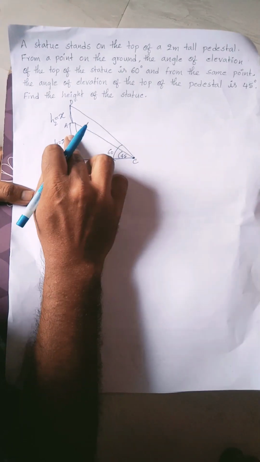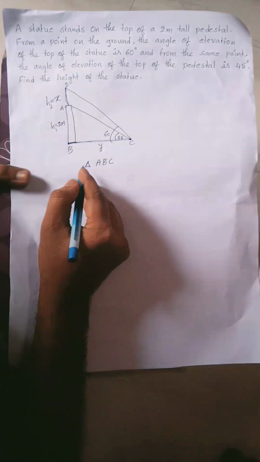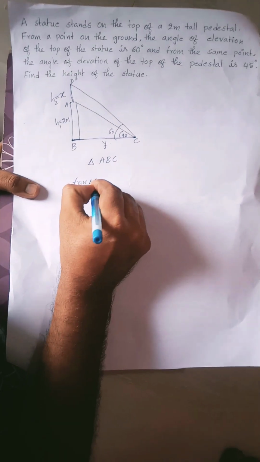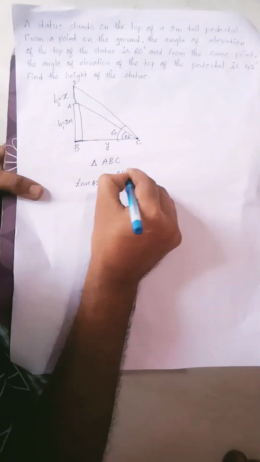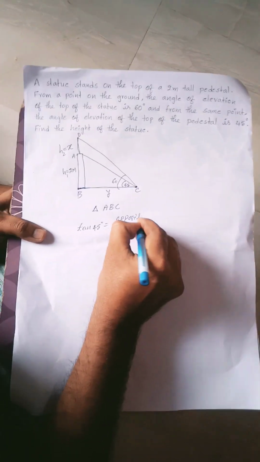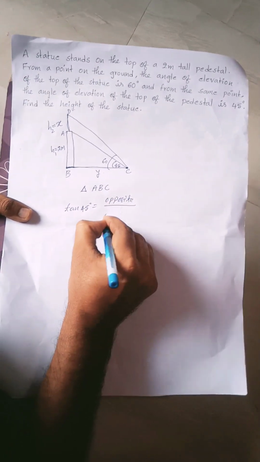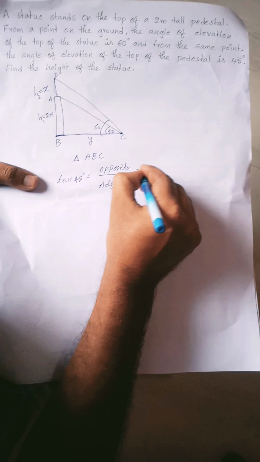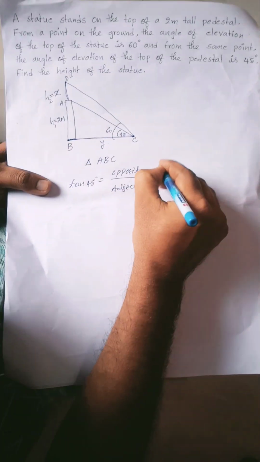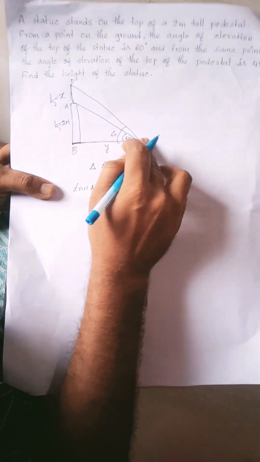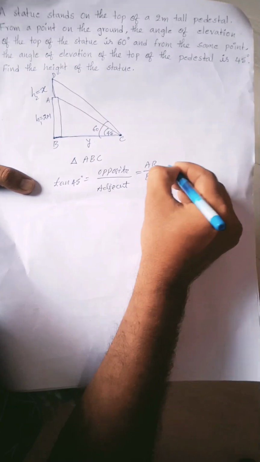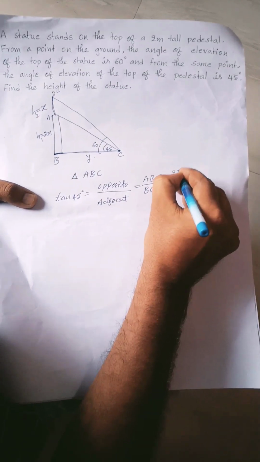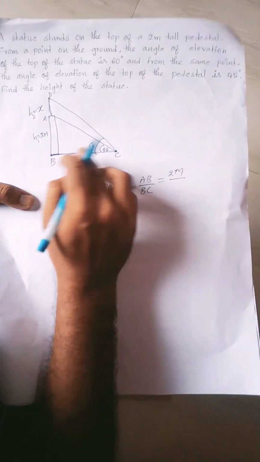Tan 45 is equal to opposite by adjacent. Opposite is how much? AB. Adjacent is BC. AB, given in the question, is equal to 2 meters. So 2 meters by BC, and BC length is equal to y.